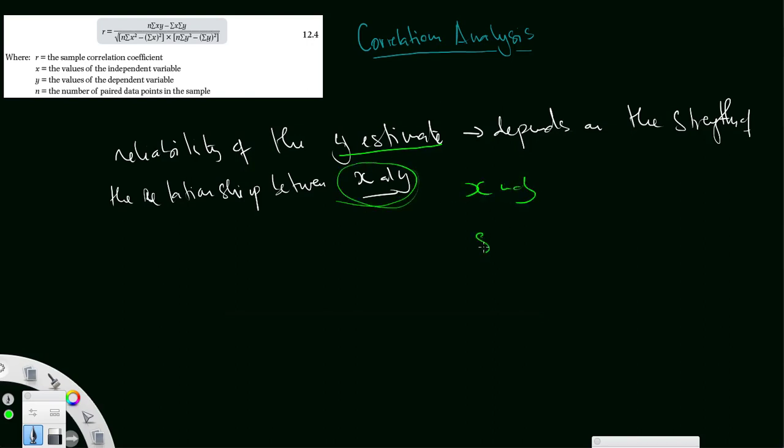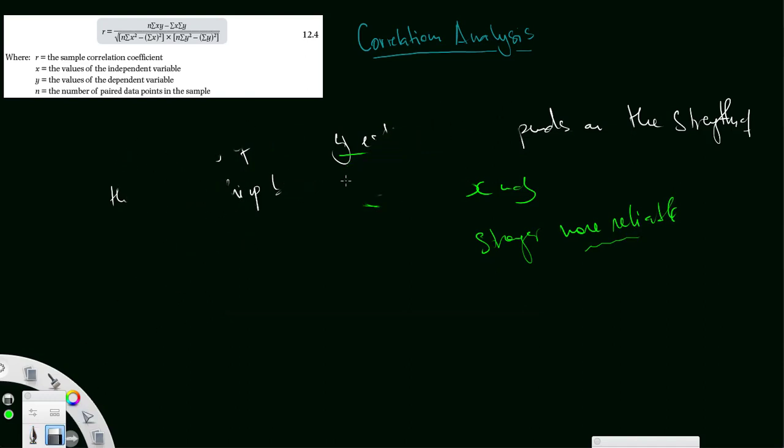When it's stronger, obviously it's more reliable. And when it's weak or not so strong, then you know that maybe you shouldn't rely on it. That's where correlation analysis comes into play.